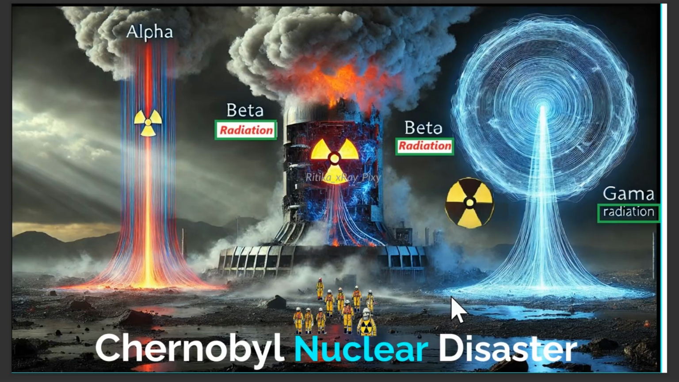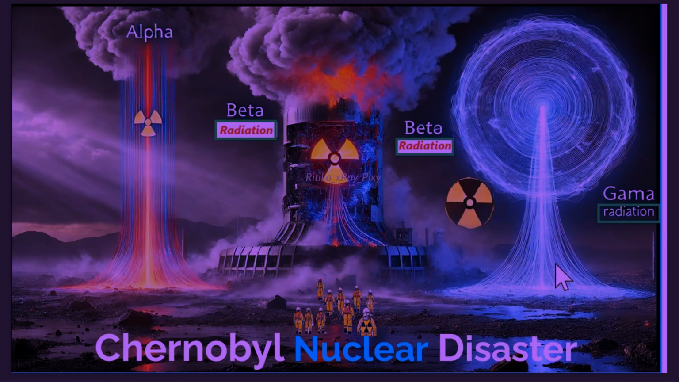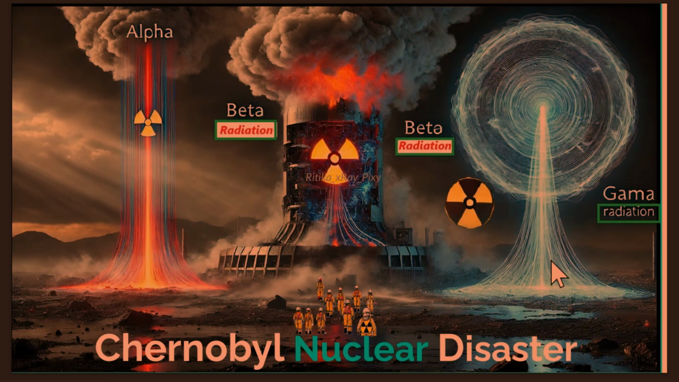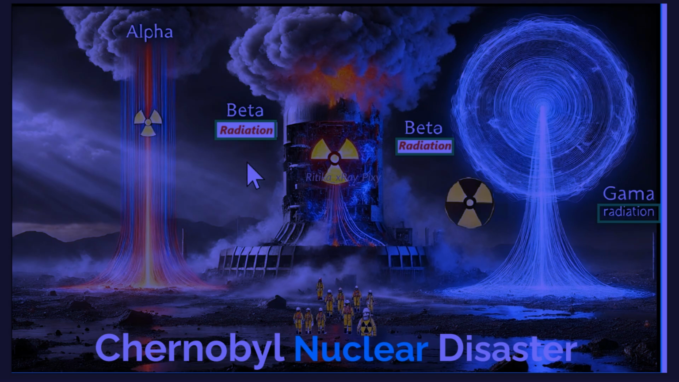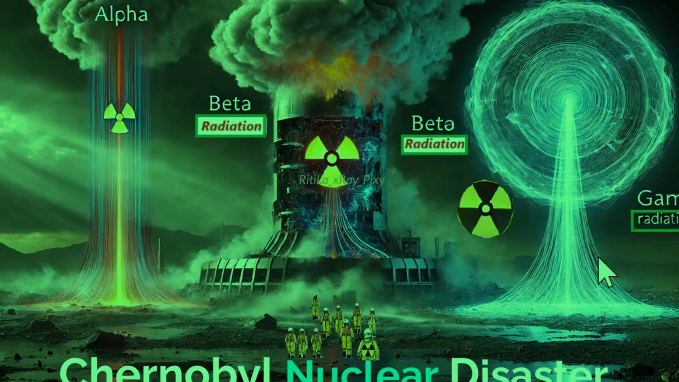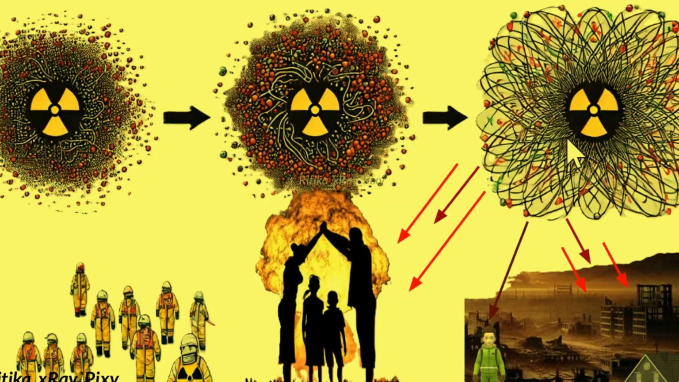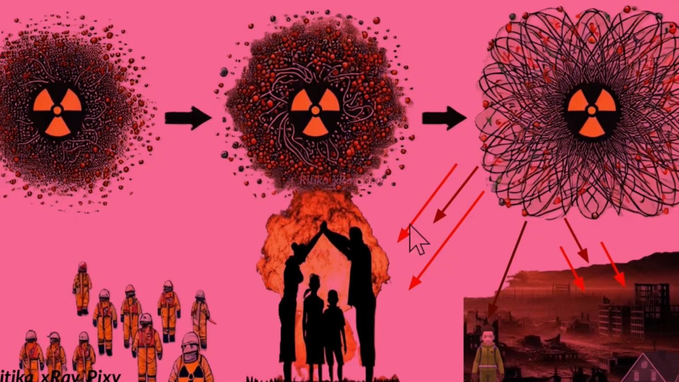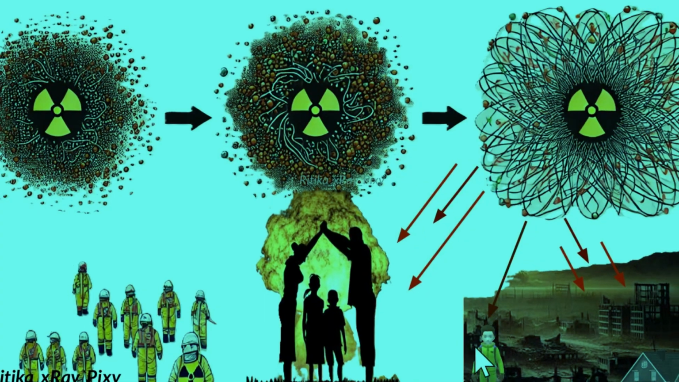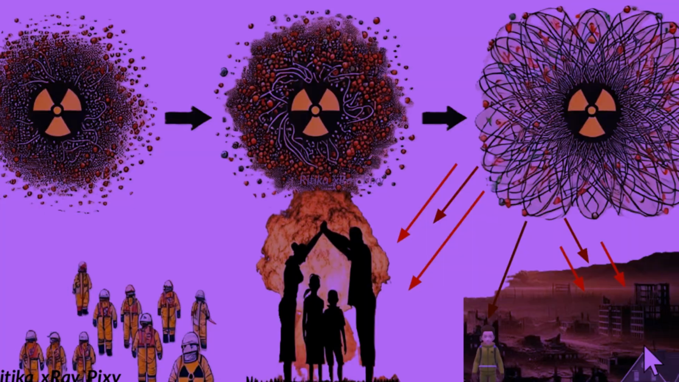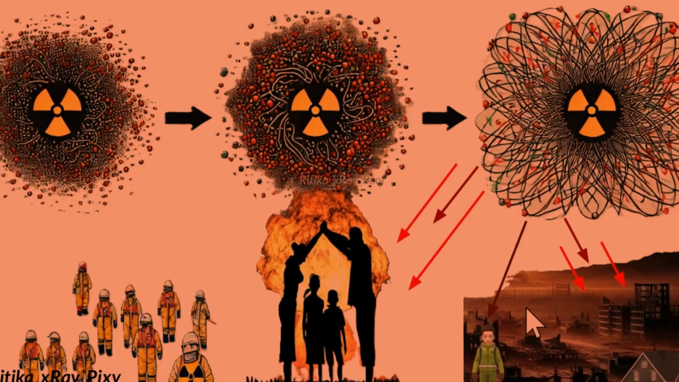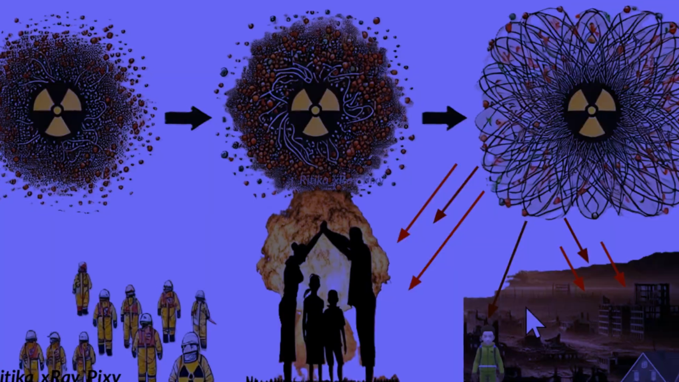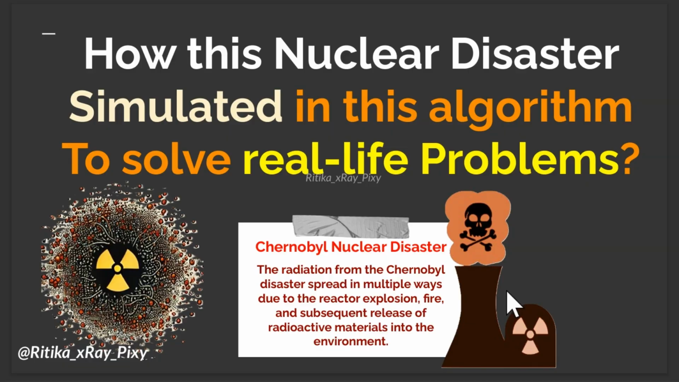As we discussed earlier, when a nuclear explosion happens, it releases three main types of radioactive particles: alpha, beta, and gamma. These particles travel from high pressure areas to low pressure areas where humans are, and as they spread, they interact with humans and cause harm. Now the question is how it works in this algorithm.